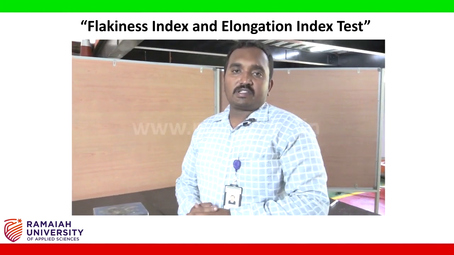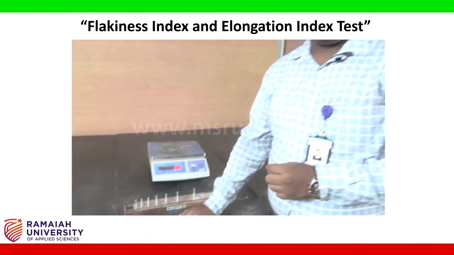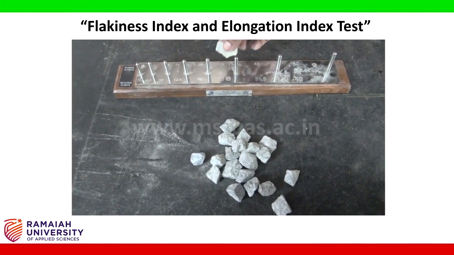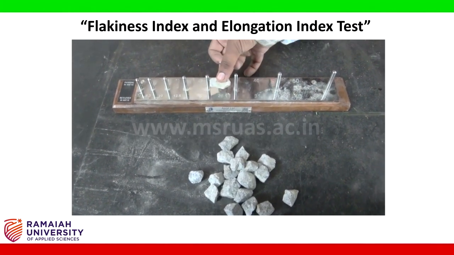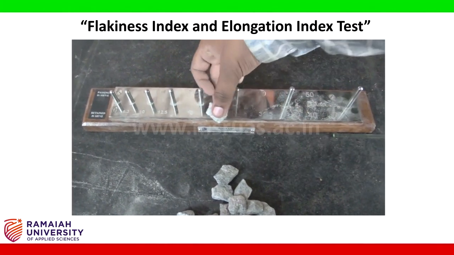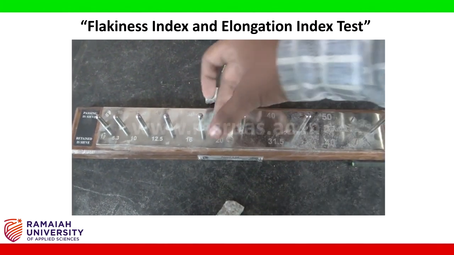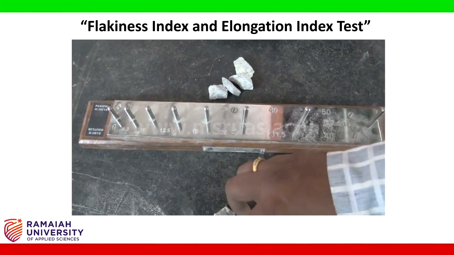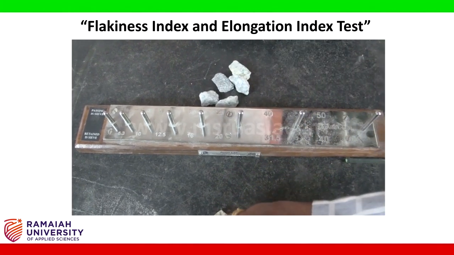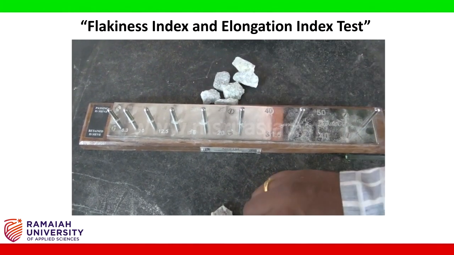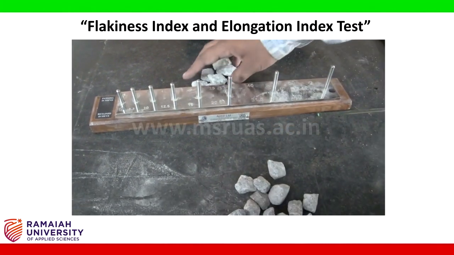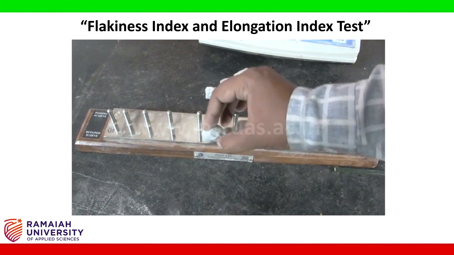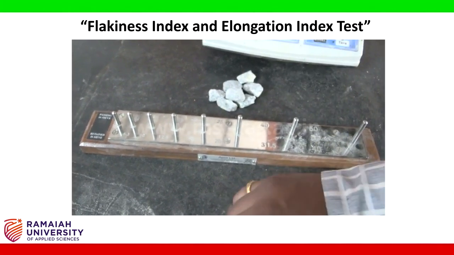After doing the flakiness index test, the same 25 samples of aggregate, we are going to pass through the length gauge along the length axis like this. So it's passing, this is also passing, this is also passing, also passing, this is also passing. I'll segregate the aggregates which are passing and not passing. Almost all the aggregates are passing.